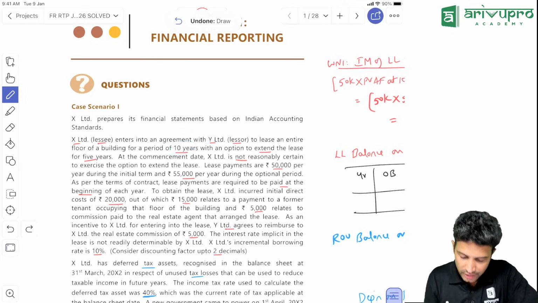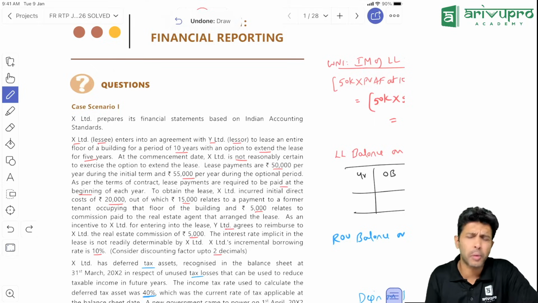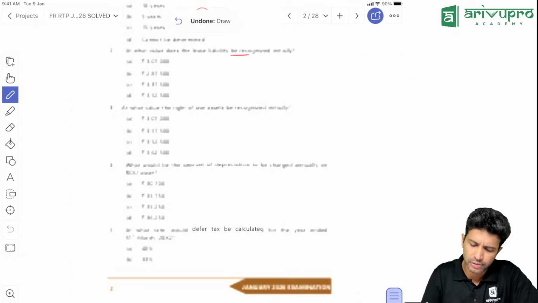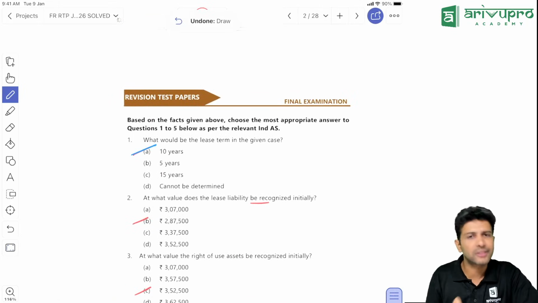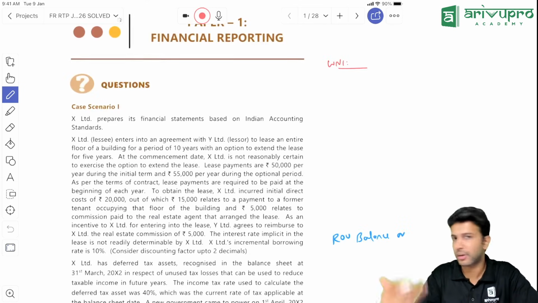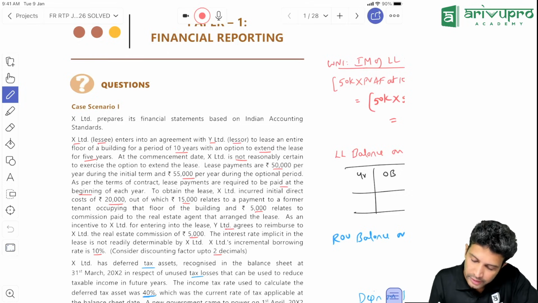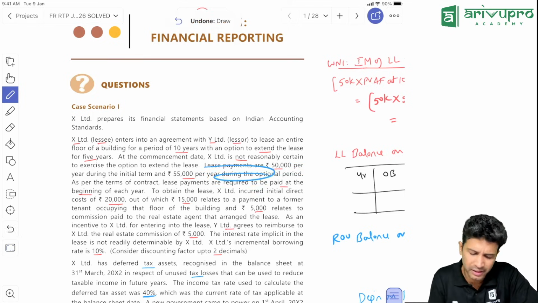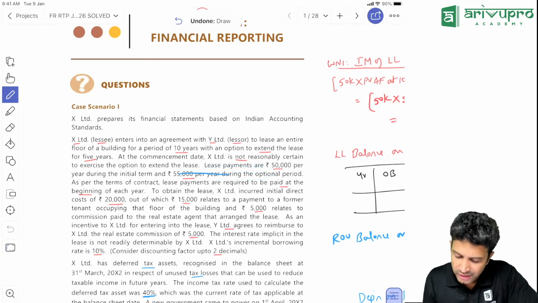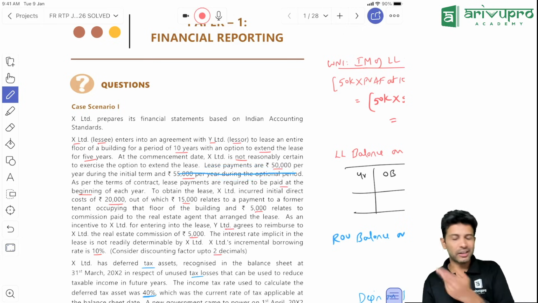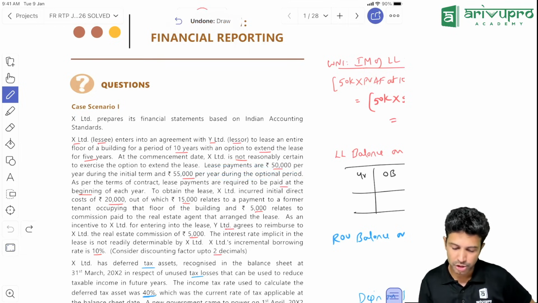Here they're saying at the commencement date, X Limited, that is the lessee, is not reasonably certain to extend the lease. That means we've already got the answer. Lease term is what? 10 years. So the first requirement's answer we already got. Lease term here will be 10 years, because the lessee is not reasonably certain to renew it. Lease payments are 50,000 during the initial term and 55,000 during the optional period. This is irrelevant because the optional period means the renewal period. Since the lessee is not sure about renewal, that 55 becomes irrelevant for our calculations.